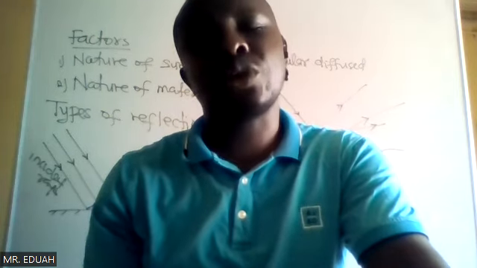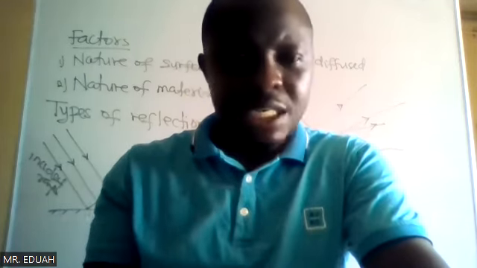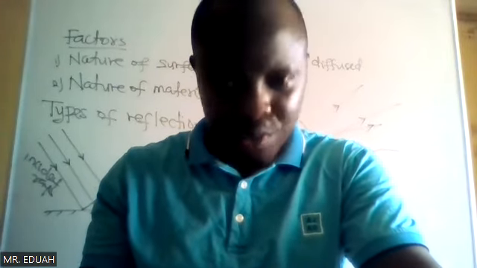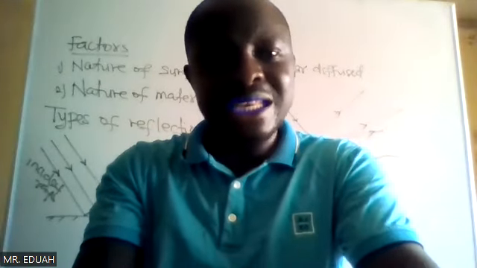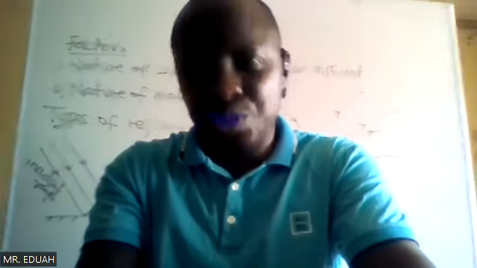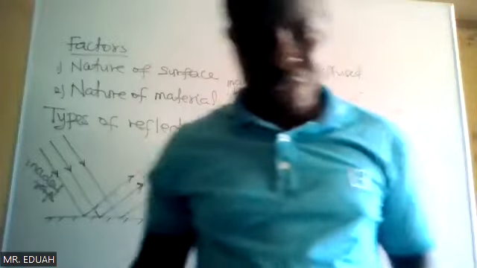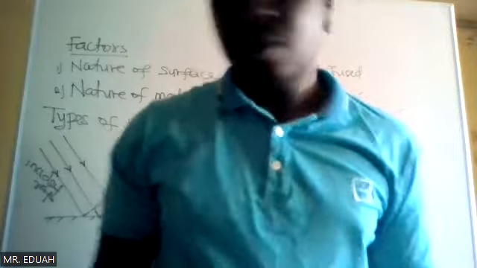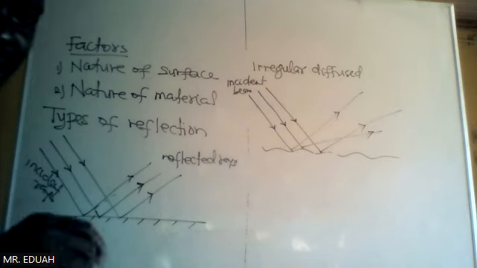Then we also talked about the image being virtual. Images formed in a plane mirror can never be formed on a screen. And if an image can never be formed on a screen, then it means the image is virtual. So virtual images can never be formed on a screen. Real images can be formed on a screen. If you don't have any question, let's continue from where we ended. If you have any question, you can ask.